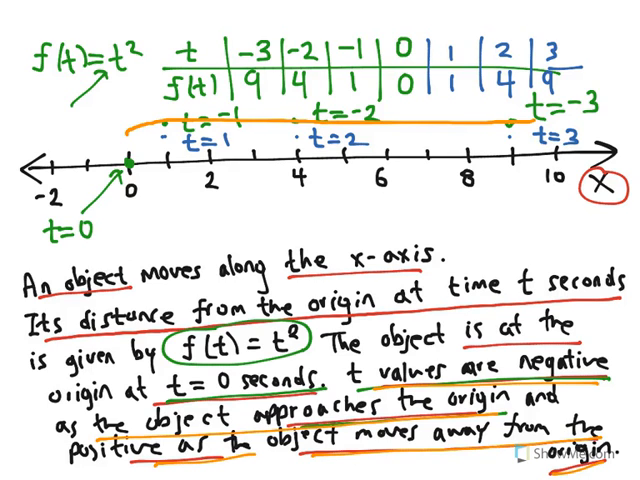So the object approaches the origin as the t values go from -3 to -2 to -1. The object is at the origin at t equals 0, and the object moves away from the origin for positive values of time. So we have this problem about an object moving along the x-axis. Its distance from the origin at time t seconds is given by f of t equals t squared. The object is at the origin at t equals 0 seconds. T values are negative as the object approaches the origin and positive as the object moves away from the origin.